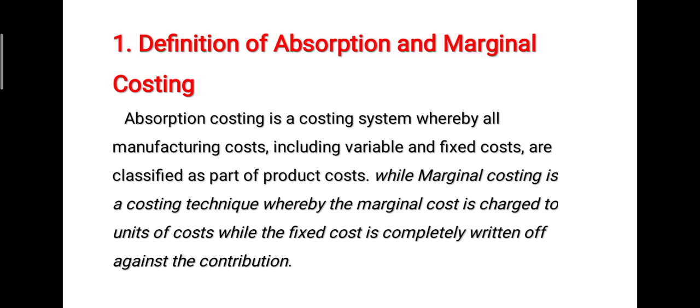On the other hand, marginal costing is a costing technique whereby the marginal cost is charged to units of cost, while the fixed cost is completely written off against the contribution. So, definition-wise, that is the differentiation. In marginal costing, the marginal cost is charged to units of cost while the fixed cost is completely written off against the contribution.